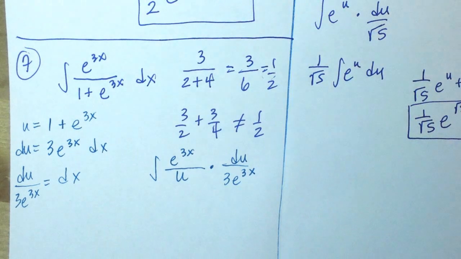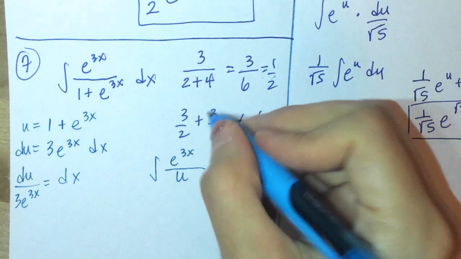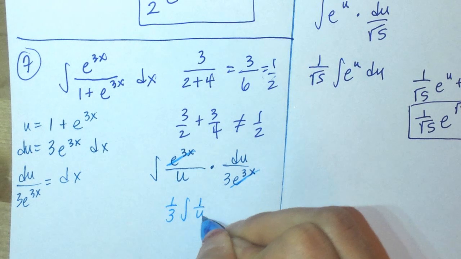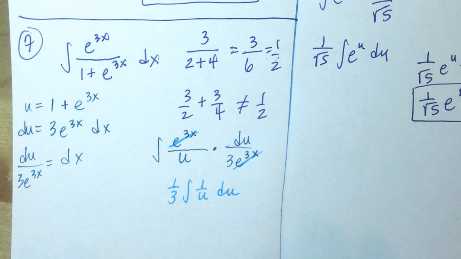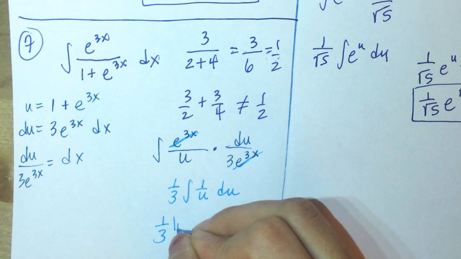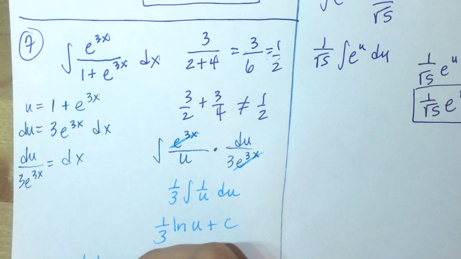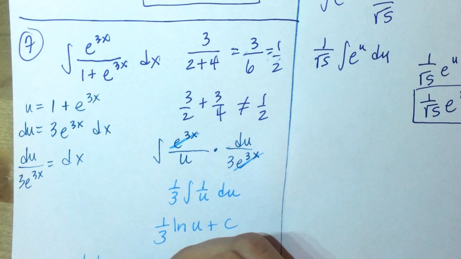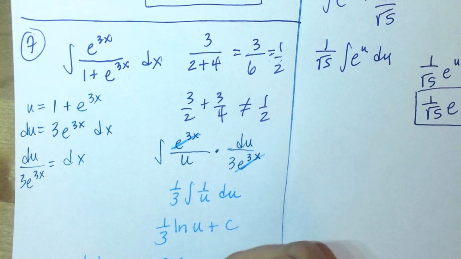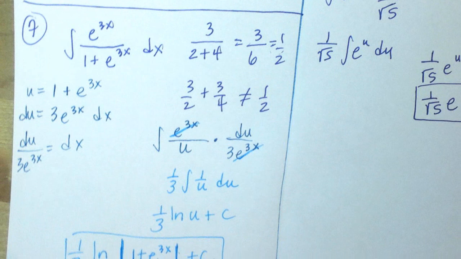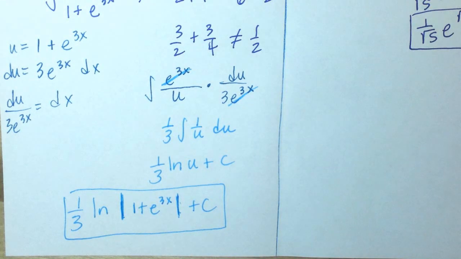Because this guy, let me change my color. Light blue. This guy ends up canceling with this guy, and then I factor out the 1/3, and I'm left with 1 over u du. And I know that the integral of 1 over u is ln of u plus c. Y'all see that? So, oh yeah, that's nice. So 1/3 ln of my u, which would be 1 plus e to the 3x. Right, put it back in. Don't forget those absolute value bars. Plus c. So it just looks like that. I'll pause to let you guys catch up.